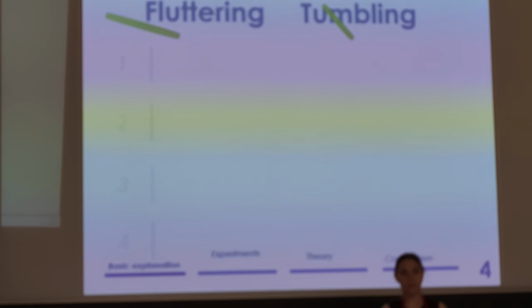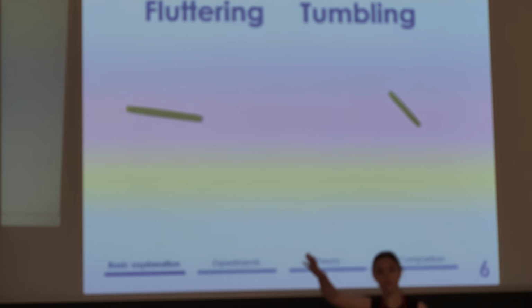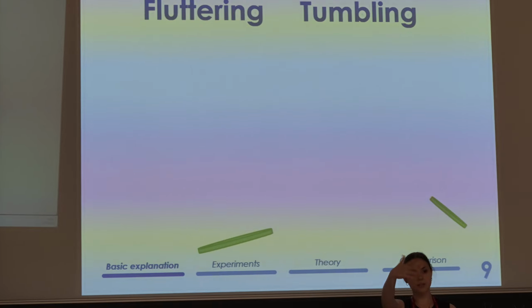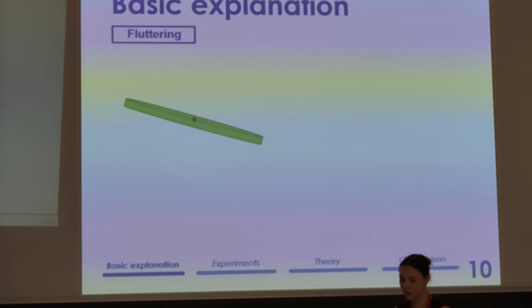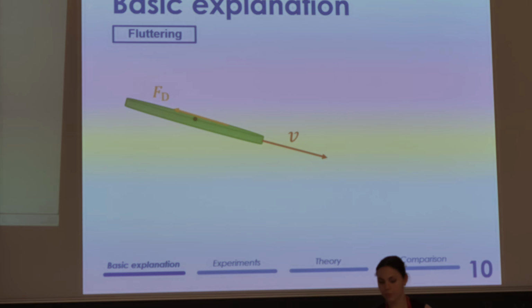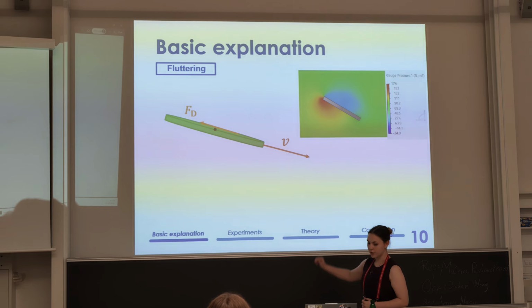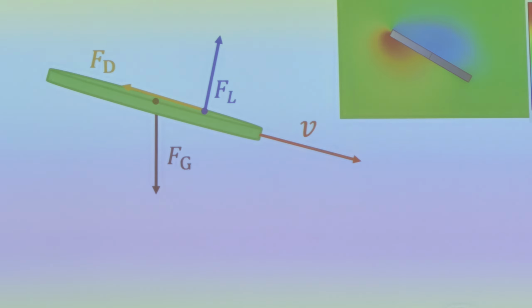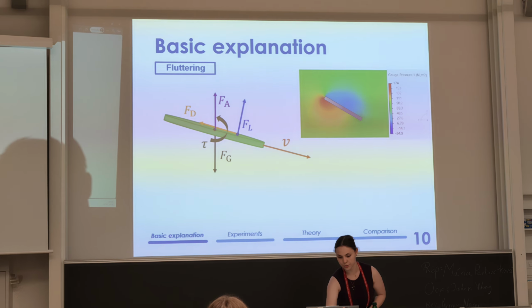First of all, let's start by defining what fluttering and tumbling are. Fluttering is this side-to-side motion, and tumbling is when the coin falls, then turns around, then falls again. For the basic explanation, the coin is moving with some velocity v, and opposing that is the drag force. Because of differences in pressure, there's a lift force, the basic gravitational force, and the buoyancy force, and all of these forces create a torque.